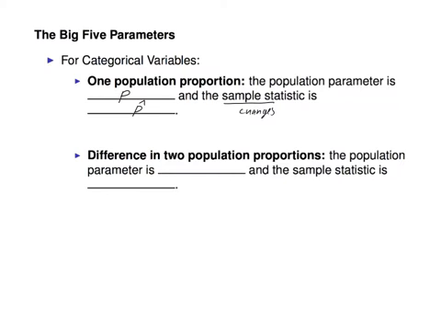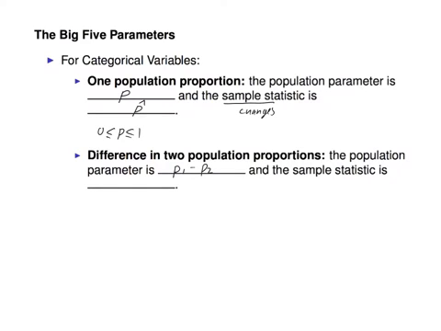Now you could also care about the difference in two population proportions, like what's the difference between men and women. In this first case, let's note one thing. P is going to be between 0 and 1, and it could be equal to 0 or 1, but it's a proportion, i.e. a percentage, so between 0 and 1. The difference in two population proportions would be P1 minus P2. So that's for the actual parameter.